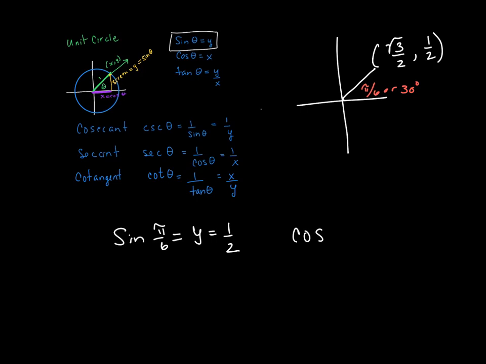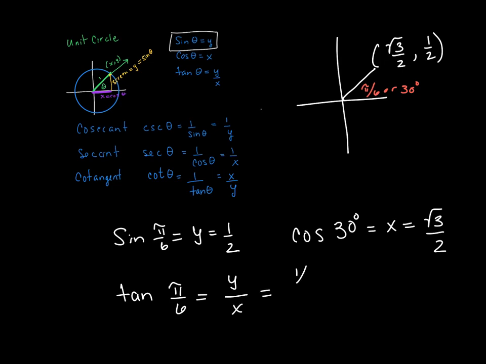The cosine of, and I can use either number here, 30 degrees, although most of the time in class we will stick with radians. The cosine is equal to x, so that is just equal to the square root of 3 over 2. The tangent of pi over 6 is equal to y over x, so that is equal to 1/2 divided by the square root of 3 over 2.